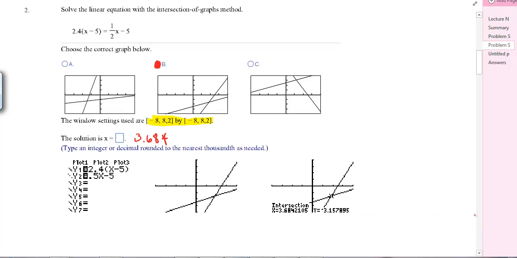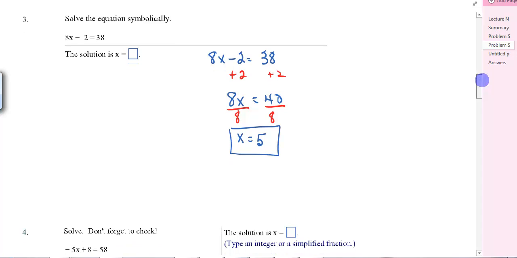And then when you are asked to find the solution, you do the same thing, and it says round to the thousandth. So here we are with the x value of that intersection, and rounded to the thousandths is 3.684. Number 3 is solving symbolically, so we're back to just doing this with our equation and solving through and getting x equals 5.